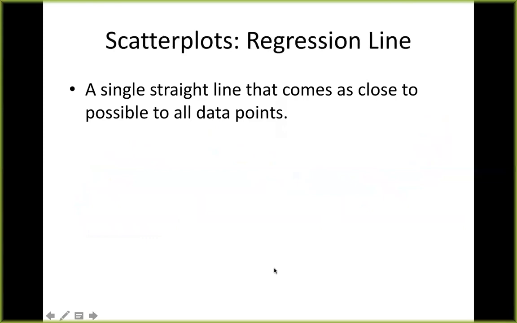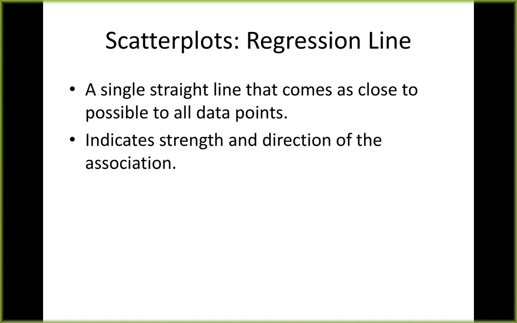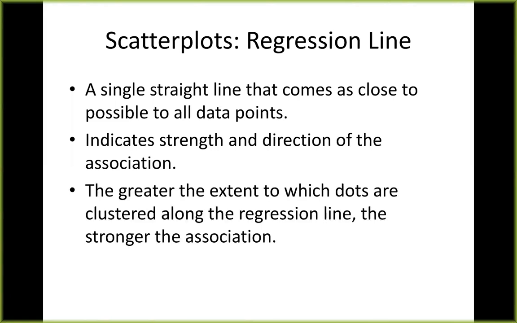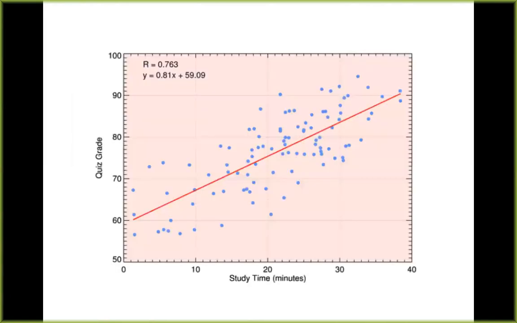When we look at the scatter plots, we can also add the regression line to them, which will become even more relevant next week. The regression line is a single straight line that essentially tries to come as close as possible to all the data points. And it tells us both the strength and the direction of the association between the two variables. The greater the extent to which the dots are clustered along that line, the better the indication that the association between those two variables is probably stronger.